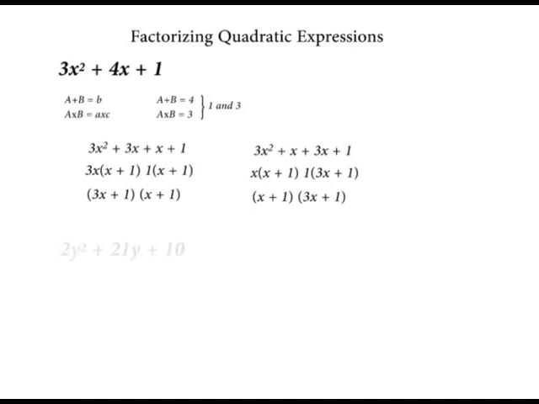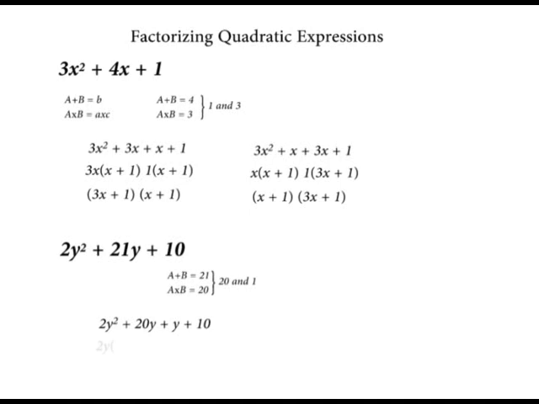Another example, 2y squared plus 21y plus 10. Find two numbers such that a plus b is 21 and a times b is 20. Those two numbers are 20 and 1, or 1 and 20. We rewrite the expression breaking the linear coefficient. We have 2y squared plus 20y plus y plus 10.